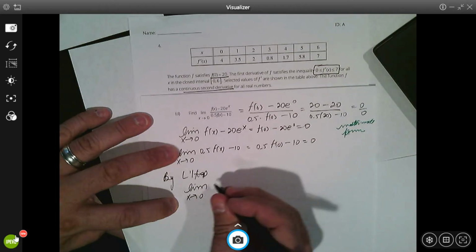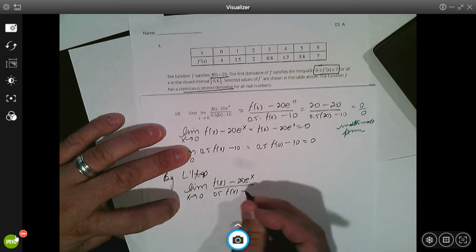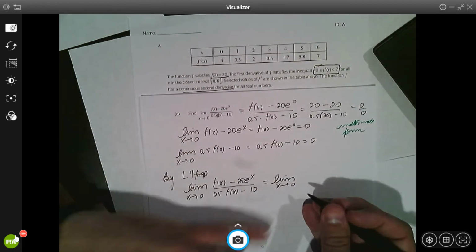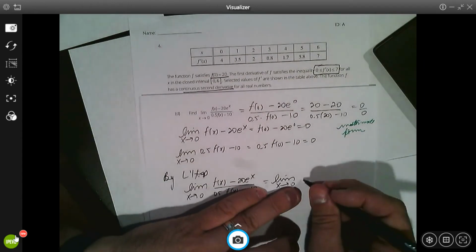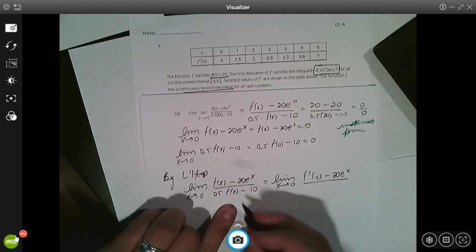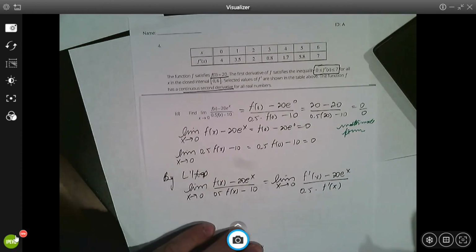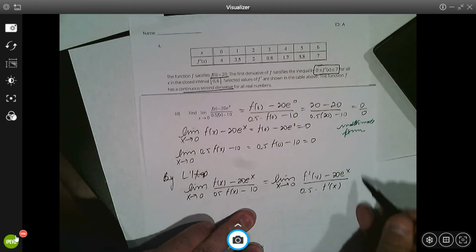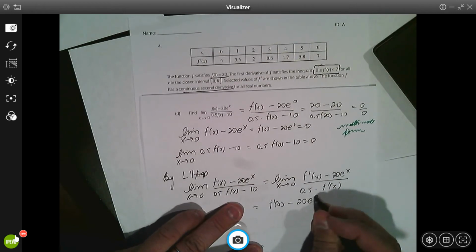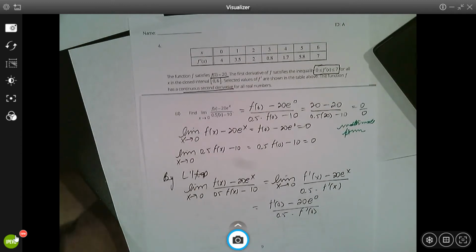our limit as x approaches 0 of f of x minus 20 e to the x over 0.5 f of x minus 10 is equal to the limit as x approaches 0 of the derivative of the numerator, f prime of x minus 20 e to the x, divided by the derivative of the denominator, 0.5 times f prime of x. Now you evaluate this limit, which is f prime of 0 minus 20 e to the 0 over 0.5 times f prime of 0.